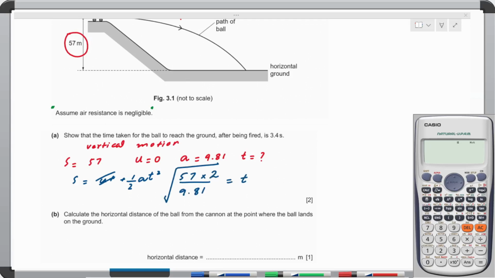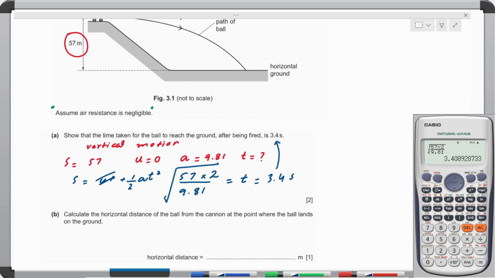So we write everything on the calculator. 57 into 2 divided by 9.81, and that equals 3.4. In 2SF, this is what we had to show, 3.4 seconds. So see, the same one. Okay, then we have the next one.